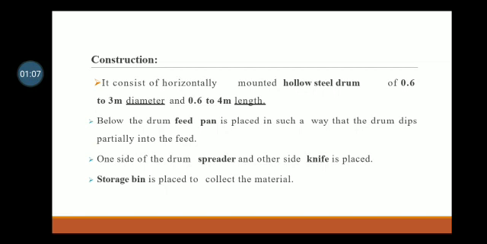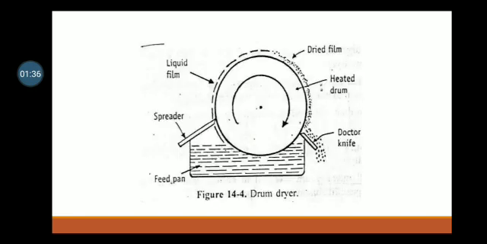Construction: it consists of a horizontally mounted hollow steel drum of 0.6 to 3 meter diameter and 0.6 to 4 meter length. Below the drum, a feed pan is placed in such a way that the drum dips partially into the feed. On one side of the drum a spreader and on the other side a knife is placed. A storage bin is placed to collect the material.